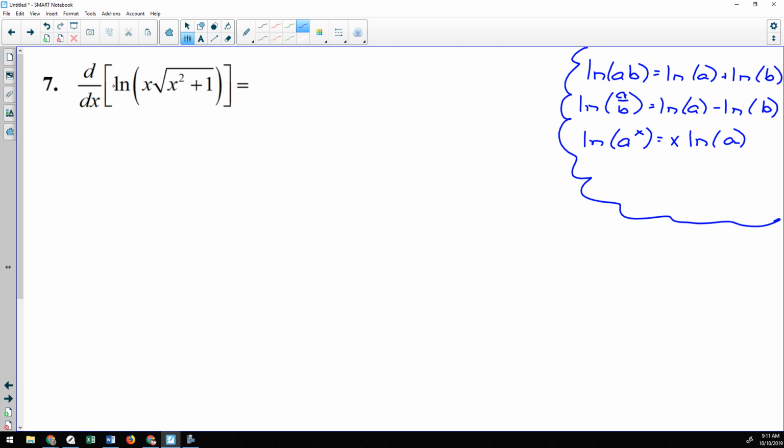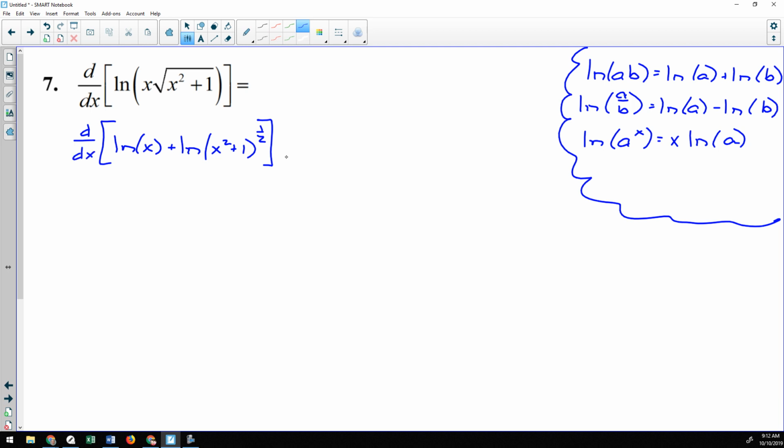because for this example, ignoring the derivative part, I can clean this up because I have the natural log of x times something, which means I can rewrite that as the natural log of x plus the natural log of, and I'm going to change the square root to stuff to the 1/2, so x squared plus 1 to the 1/2. And in doing that, I now have eliminated my product rule. So there is no longer a product, it's natural log of x plus natural log of stuff.